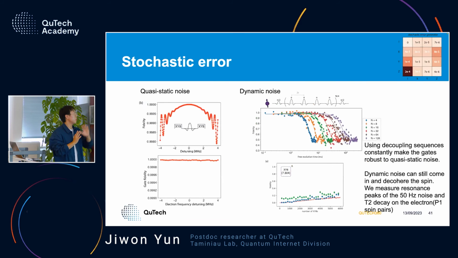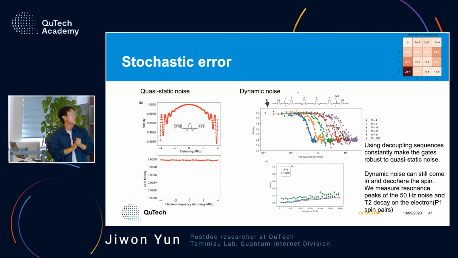To show you what I just mentioned, we simulated our gates and applied quasi-static noise to the system and saw how much it affects the gate fidelity. For quasi-static noise up to a detuning of 1 megahertz, it still doesn't affect your gate fidelity that much. You still have over 99.98 fidelity for your electron gates. So it's very difficult to hurt the fidelity of your gates once they have embedded decoupling sequences within them. However, most of this stochastic error then comes from the dynamic noise of the system.